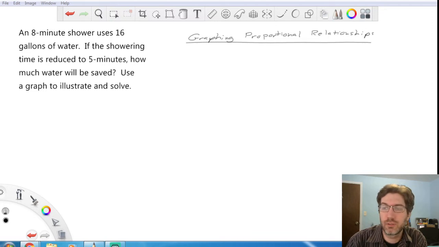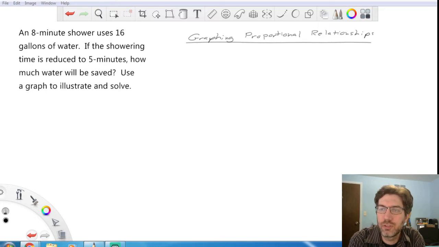Today we're going to be looking at graphing proportional relationships. It's actually pretty easy to do. There's not much to this as long as you can make a graph and as long as you can read your graph. You should be pretty good about it.